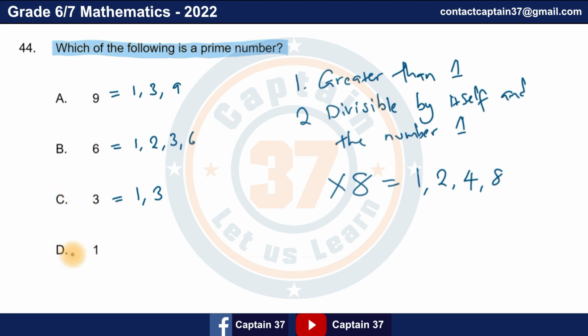How about D? Why is D not the answer? D is not the answer because remember the requirement, the condition is a prime number is greater than 1 and 1 is not greater than 1. So it can't be this one. The answer to this question is C.